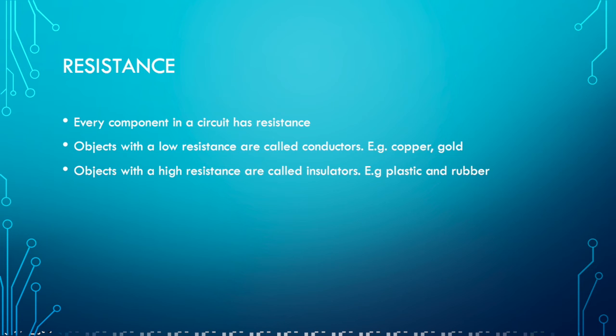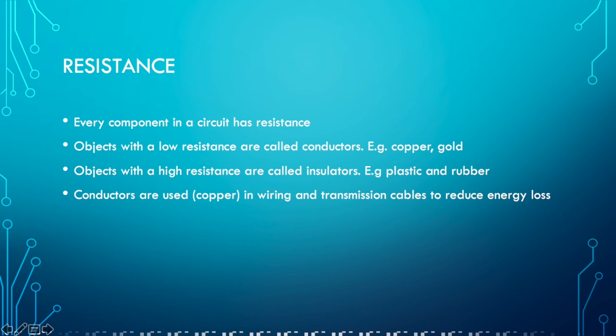Every component in a circuit has resistance. Some objects have higher resistance than others. We call objects with low resistance, like copper and gold, and most metals, conductors. And we say that they conduct electricity. And we call objects with a high resistance, like rubber and plastics, insulators.